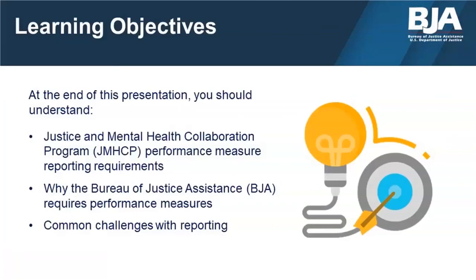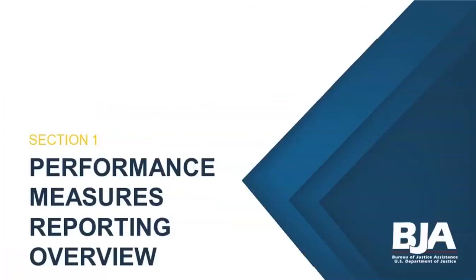At the end of this presentation, you should walk away with a better understanding of why BJA requires you to report performance measures and how we use this information. During the training, you'll get an in-depth review of JMHCP's specific reporting and some issues we see. This section of the training will provide an overview of performance measures and the reporting process.